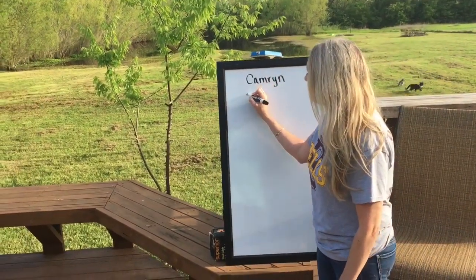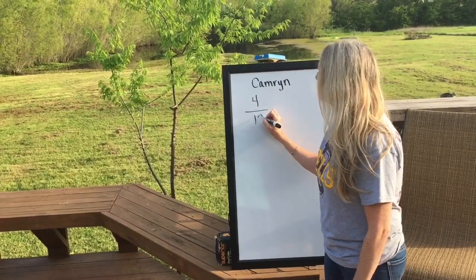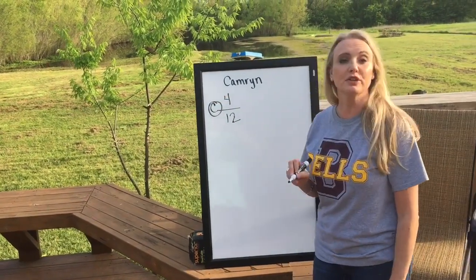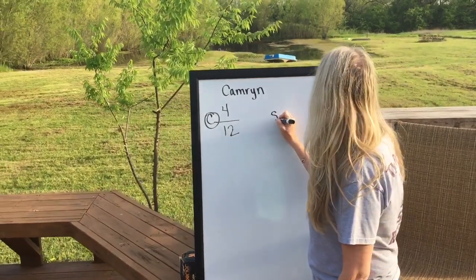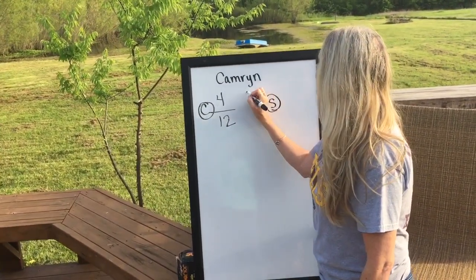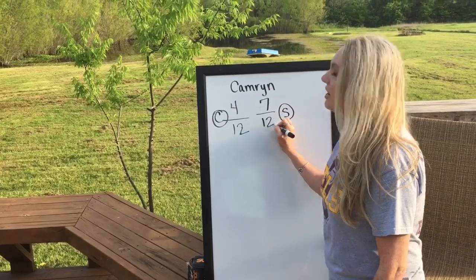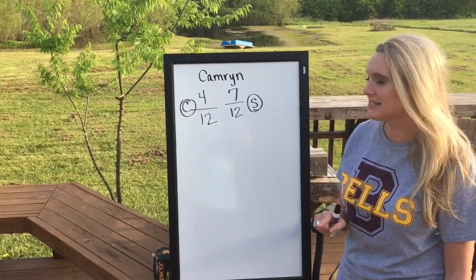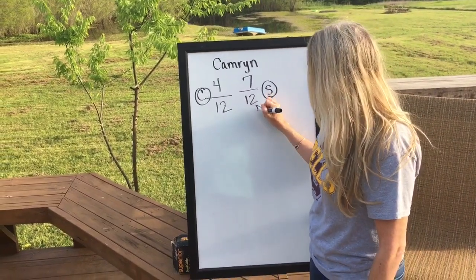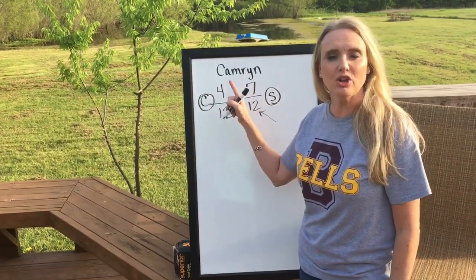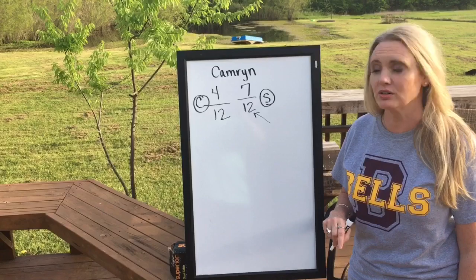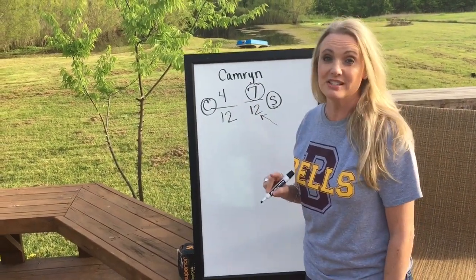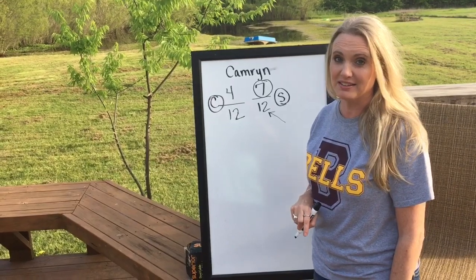Okay, thank you, Cameron, for sending in that problem. Cameron said that she ate 4/12 of the cake. So we want to mark a C for Cameron. Her sister ate 7/12 of the cake. Now Cameron sent in a great problem to remind us that if we have like denominators, we can tell who ate the most by the numerator. So we can see that Cameron's sister definitely ate the most cake.